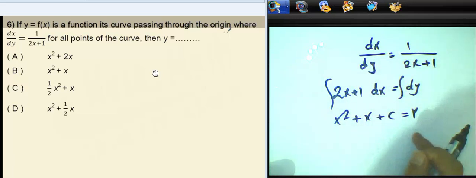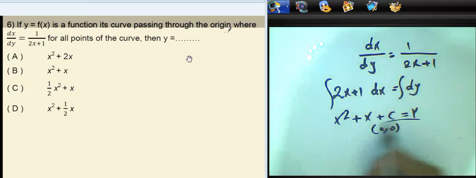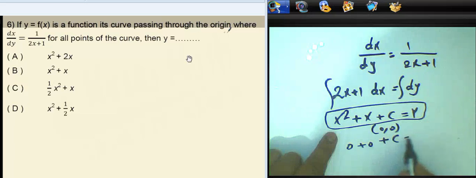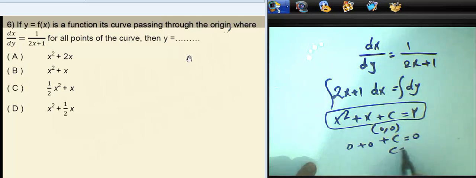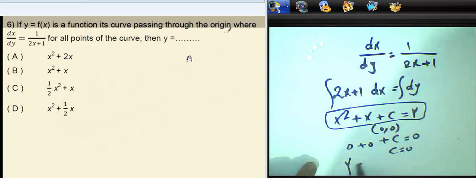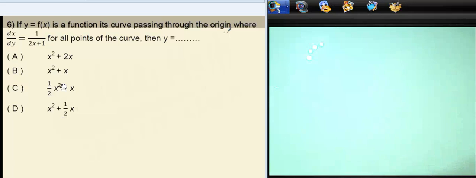He asked about the result of y. Look at here, this curve passes through the origin point. Then we can write x equals 0 and y equals 0 in this equation to find the constant. Let x equals 0 here, and y equals 0. Then the constant equals 0. Put c equals 0 here, you can find y will be x power 2 plus x. This is the result for this function. Choose x power 2 plus x, letter B. Question 6, okay, letter B.